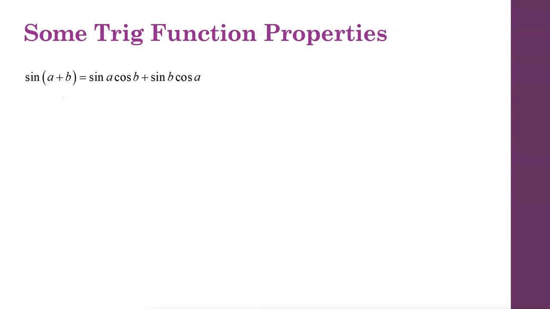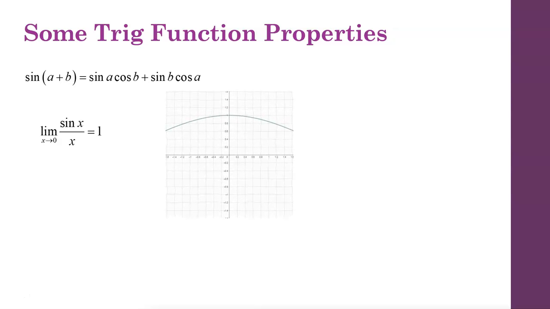Just a refresher of the formula for sine of a sum. Next, we're going to look at some limits we had seen in the previous sections. First one being sine of x over x as x goes to 0. That limit we'd seen to be equal to 1. If you recall, this is the graph that we have for sine of x over x. And as x gets closer to 0, our function is getting closer and closer to 1.